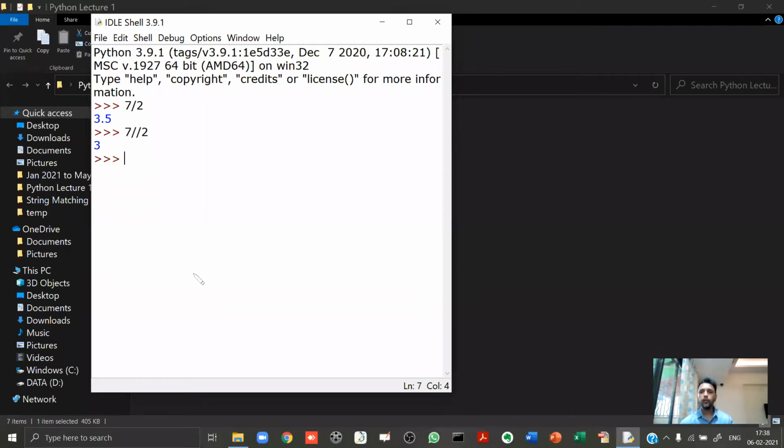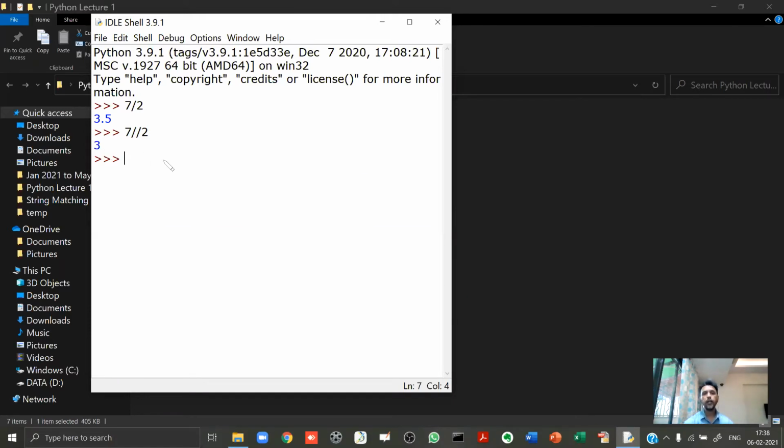Now if you are paying attention, can you tell me the difference between this division operator and the floor division operator? The division operator performs actual division, like it happens on the calculator. So when you do 7 divided by 2, you get the answer 3.5. Whereas when you do floor division 7//2, you will get the quotient but without the fractional part, that is 0.5.